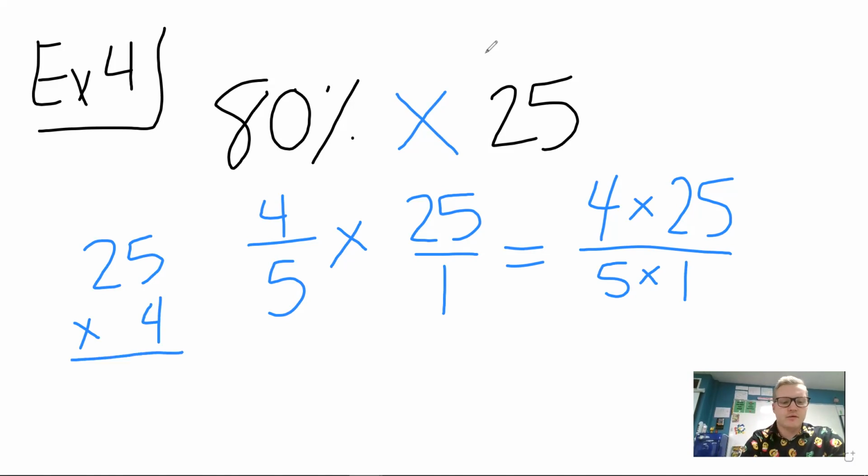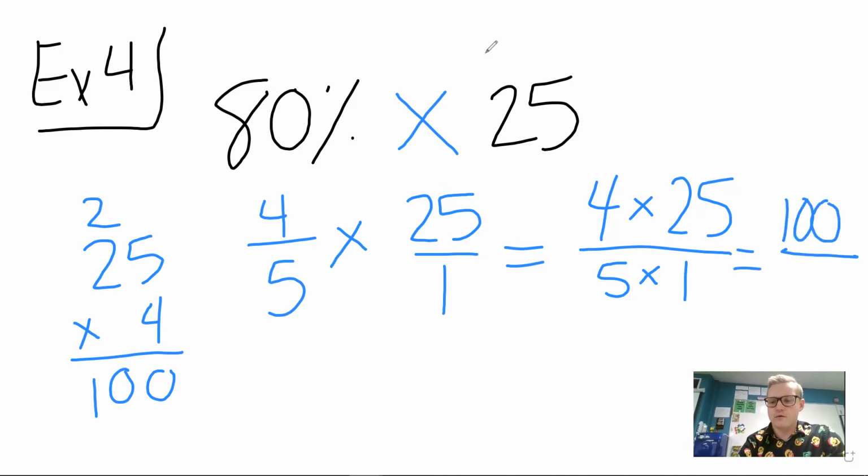25 times 4. 4 times 5 is 20. 4 times 2 is 8, plus 2 is 10. So I have 100 over 5. 100 over 5. Now I need to simplify that. So I need to take my top number, which is 100, and divide it by 5. 100 divided by 5. So let's do that here on a new fresh page.